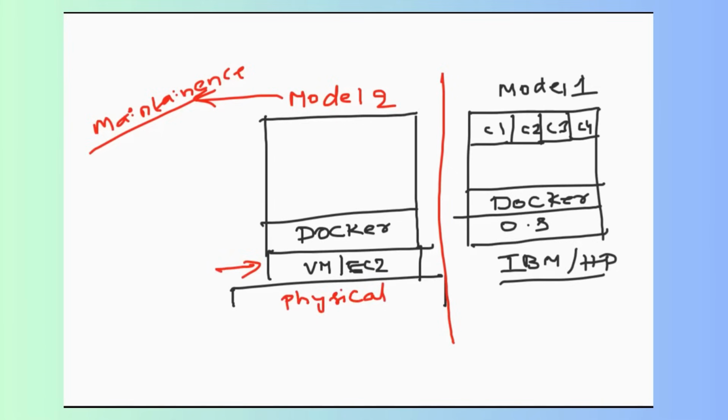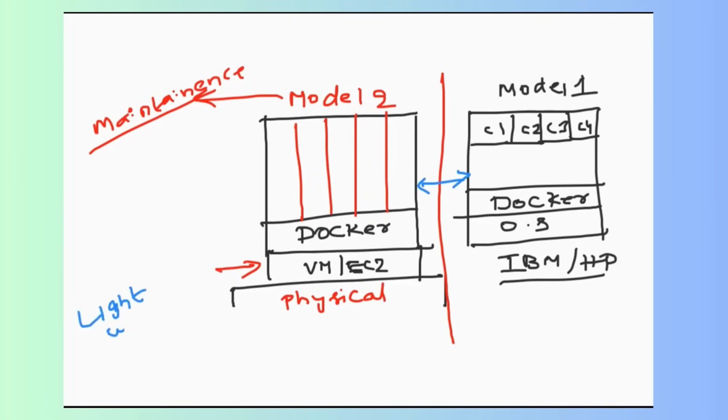On top of it, you will create a containerization platform like Docker or any other containerization platform. And on top of it, you will start creating containers. Okay, so you might say that both of the diagrams look very similar. What is the difference? Like I told you, the major difference is that containers are very lightweight in nature.